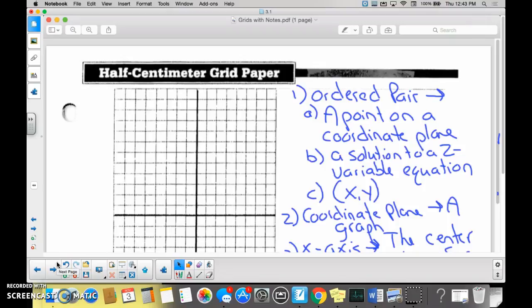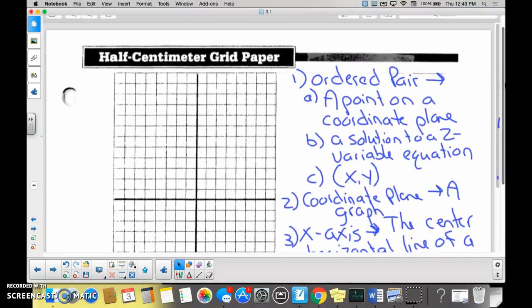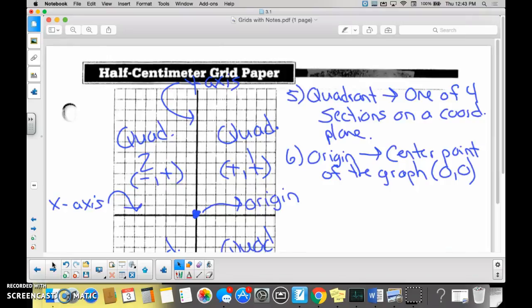We have a whole bunch of vocab. We have ordered pair, coordinate grid, x-axis, y-axis, quadrant, and origin. You need to know what all of those things mean if you don't already know what they mean.